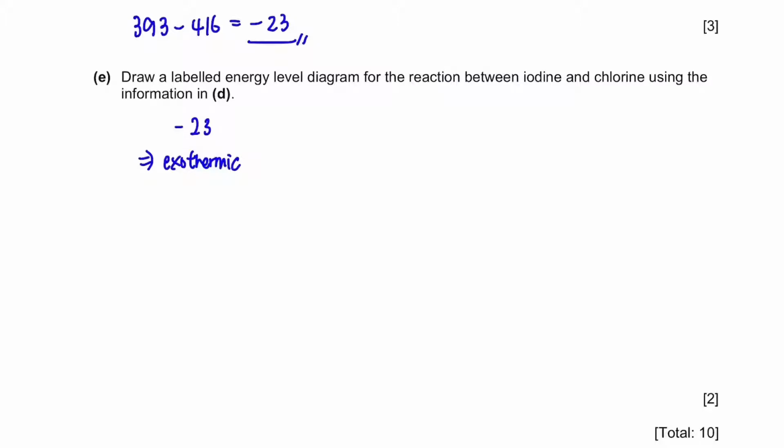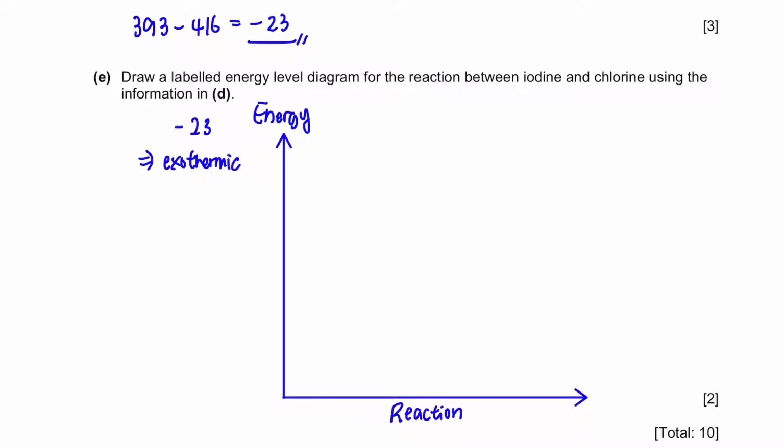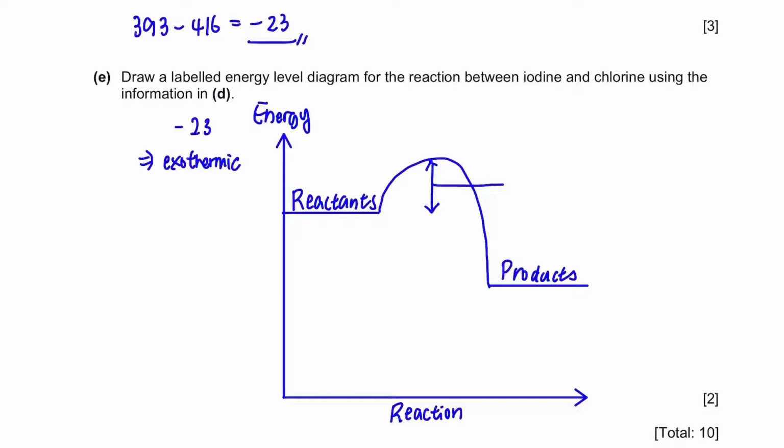So let's draw it. First, draw the axis. X-axis needs to be labeled as reaction and y-axis as energy. Then draw a horizontal line to indicate the energy level of reactants in the beginning. Label it. And another horizontal line to indicate the energy level of products at the end of the reaction. Lastly, connect these two horizontal lines with an upward curve. This part should be labeled as the activation energy. And we're done.